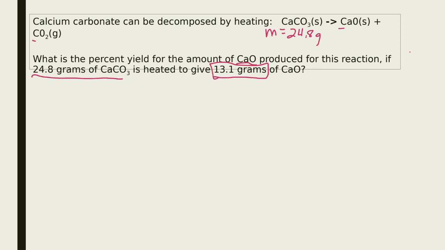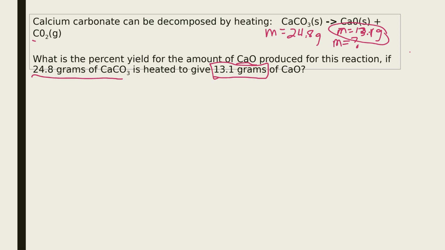And this is where you have to be careful because they're giving me a mass of calcium oxide. I'm going to write it down, 13.1 grams. Not able to write that 1 for some reason. There we go. So 13.1 grams of calcium oxide. And I have to calculate percent yield. So I actually have to calculate the theoretical yield of calcium oxide that I should be obtaining if this reaction happened perfectly. So what is this 13.1 then that they gave us?